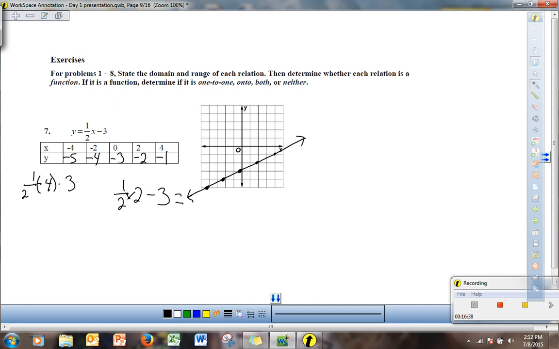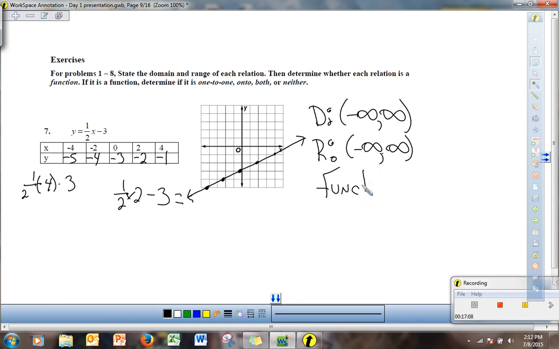Well, no x value is shown twice. So my domain in this case, -infinity to infinity. My range in this case is also -infinity to infinity. This thing is a function because no x value is repeated. And in this case, it's going to be both 1-to-1 and on 2 again.